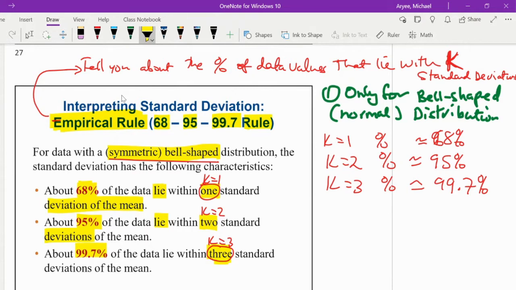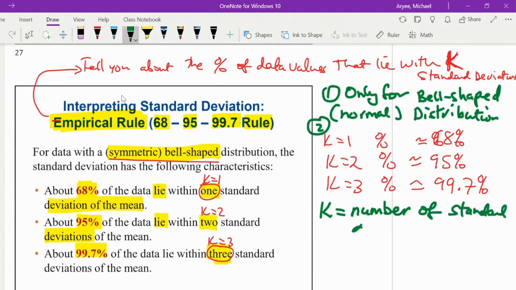All right, it is only for bell-shaped distribution, and two, when k equals 1, the percentage will be approximately 68. When k equals 2, 95. When k equals 3, 99.7. Now, k is the number of standard deviations. All right, it is not the standard deviation itself, it is the number of standard deviations.